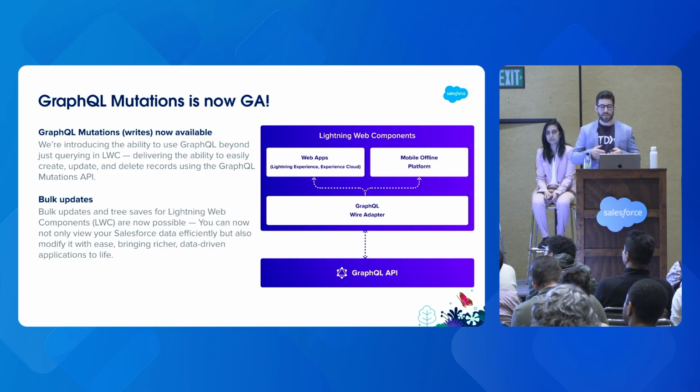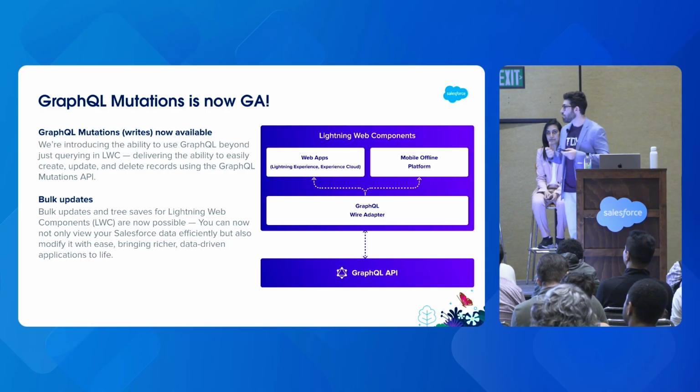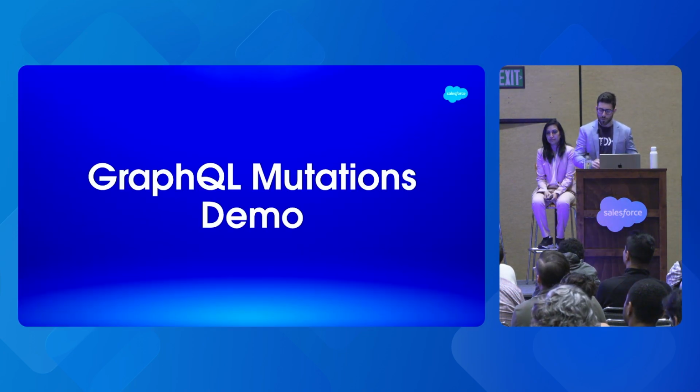So we can do bulk updates and tree saves for LWC, and this makes it a much better experience for all of you. You don't have to mix and match APIs. You can do everything from GraphQL if you want to. Let me show a quick demo.